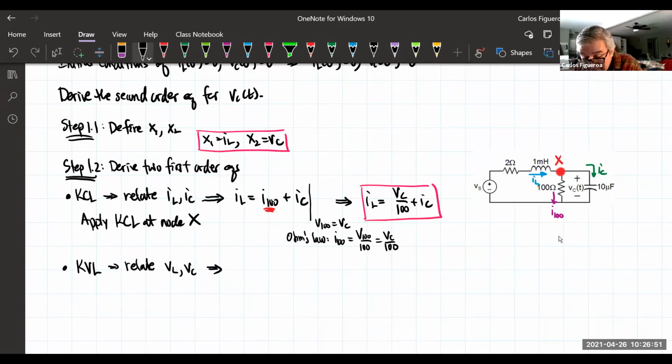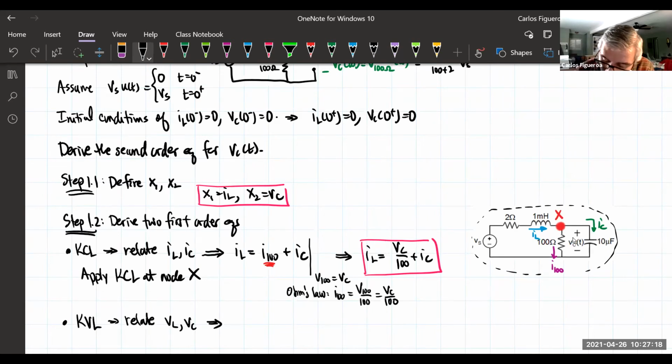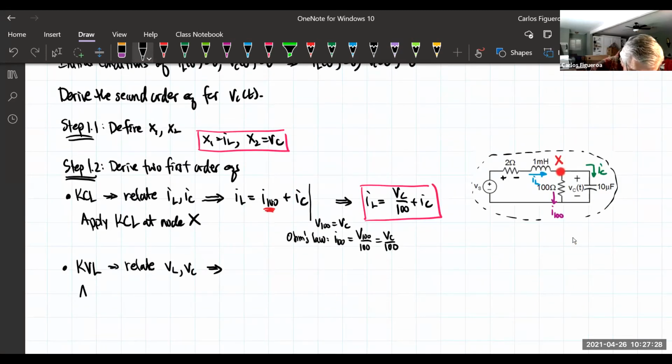So let's go do this here. The only way I can do this is to apply a KVL loop around the outside. That's the only way I can connect them. So I'm going to take a loop that looks like this, a KVL loop all the way around the outside. And because I know the inductor current direction, that means that the 2 ohm resistor has a polarity like this here.